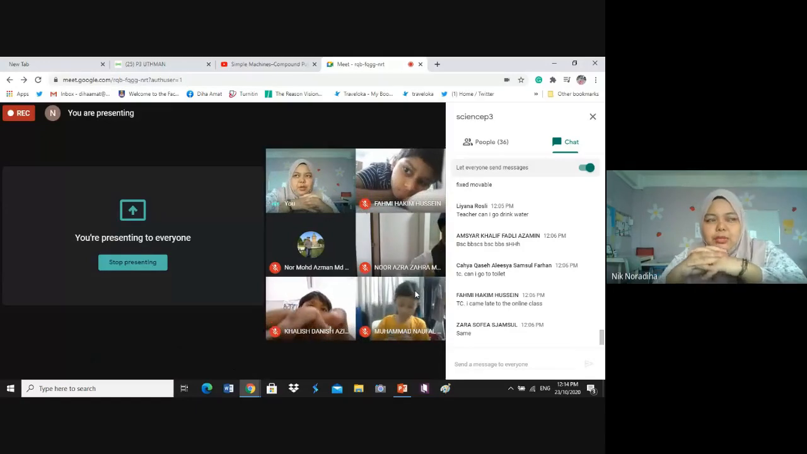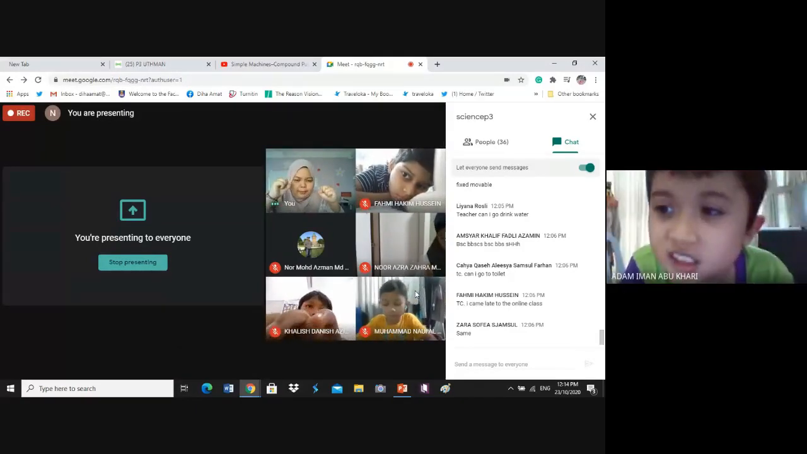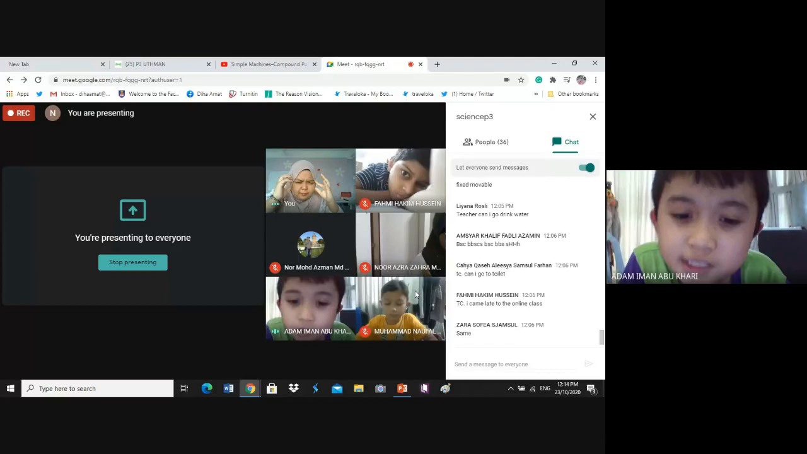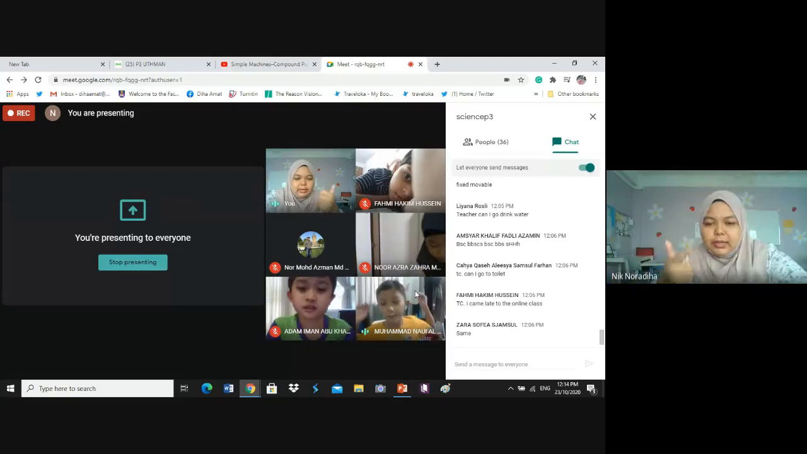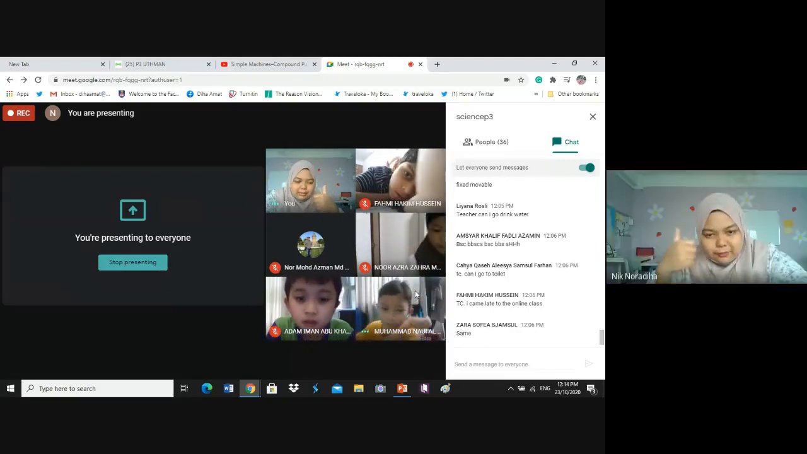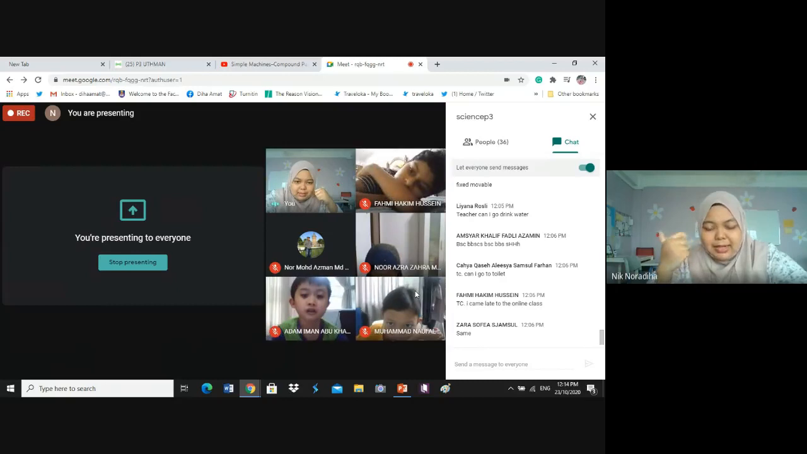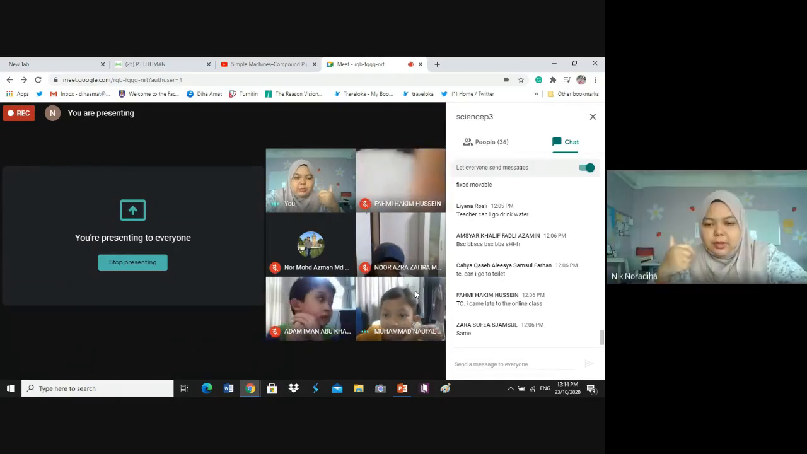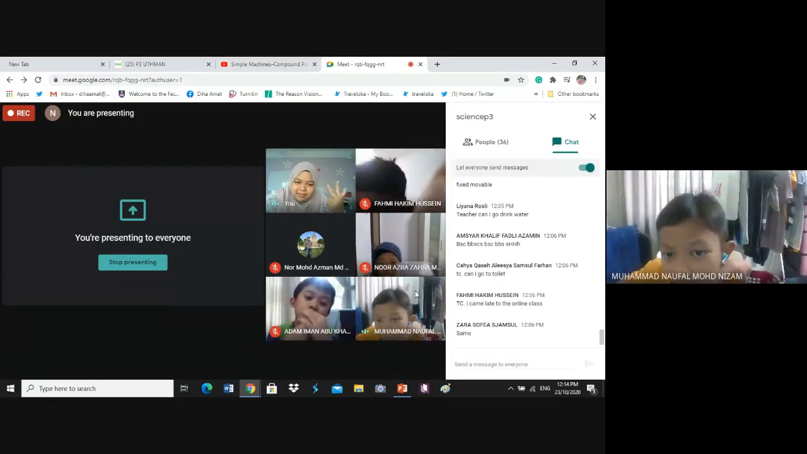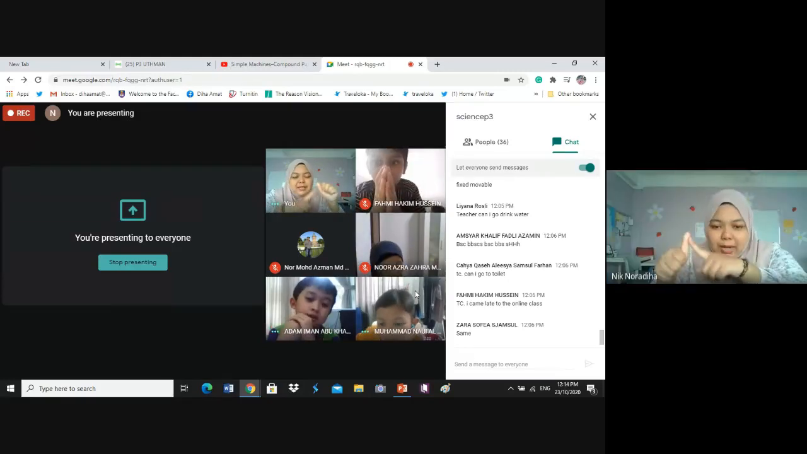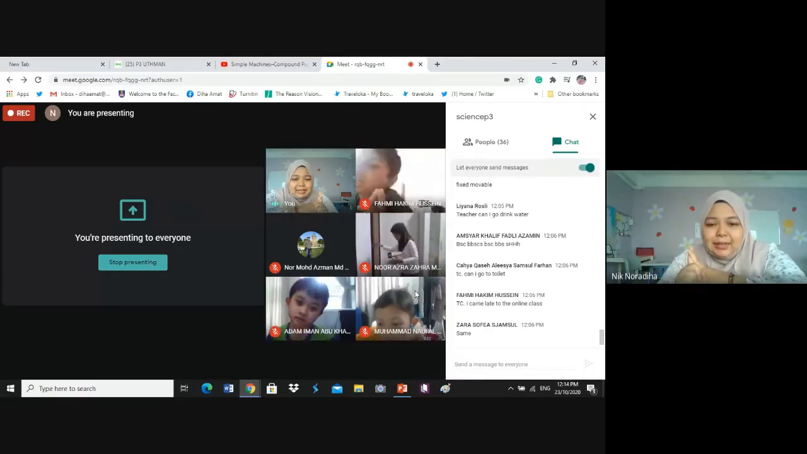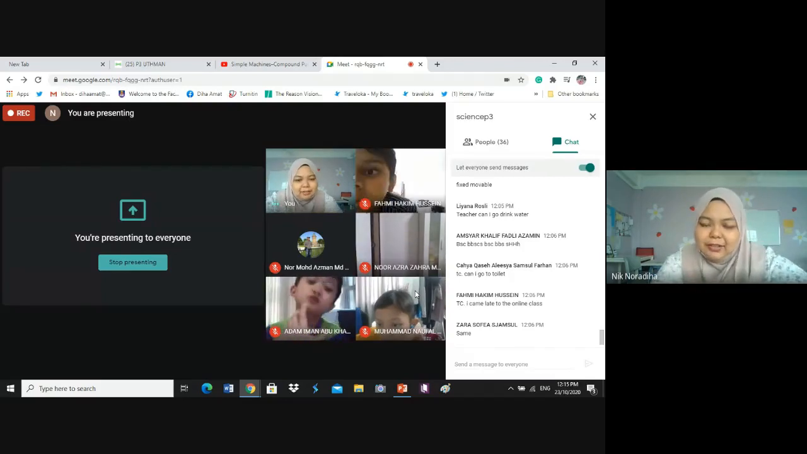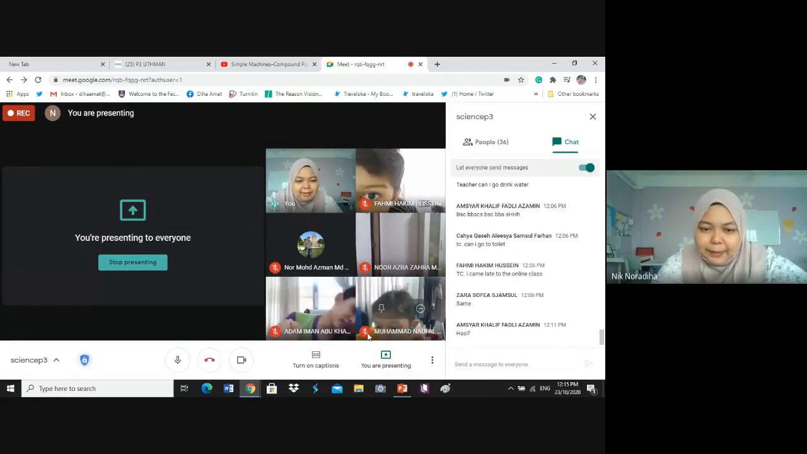Okay, so what are the three types of pulley? Okay, the first one, fixed pulley, then movable pulley, and compound pulley. Yes, fixed pulley, the first one. Second, movable pulley, yes, good job, Nafa. The third one, compound pulley. The first one, fixed pulley. Second one is movable. Movable. Okay, you get it, Adam?